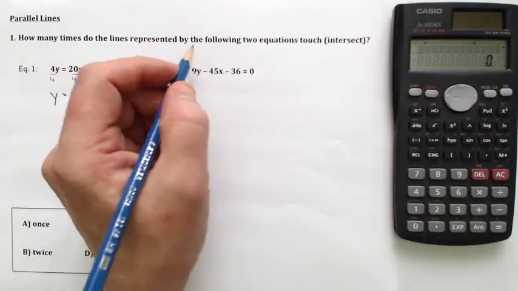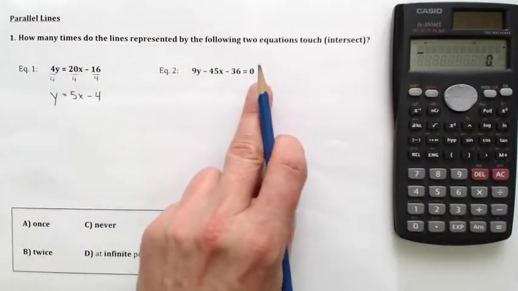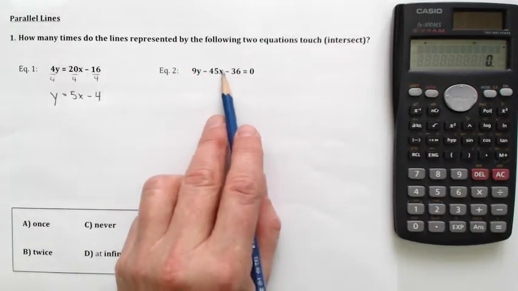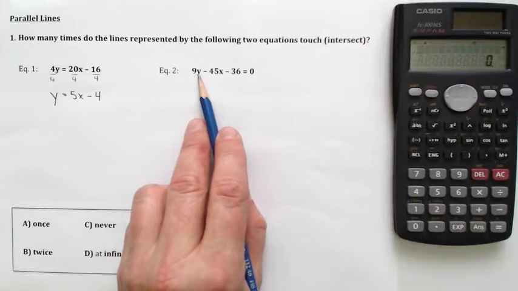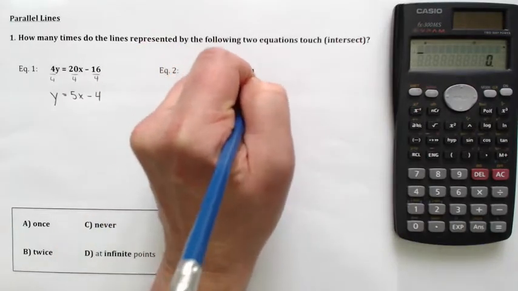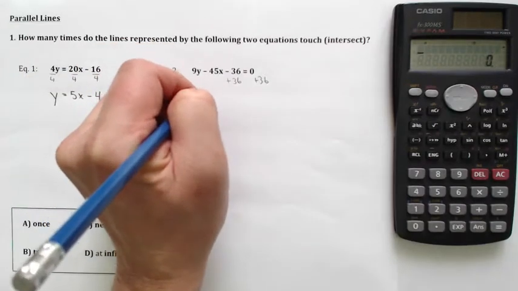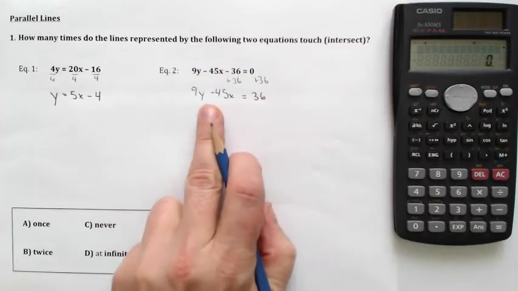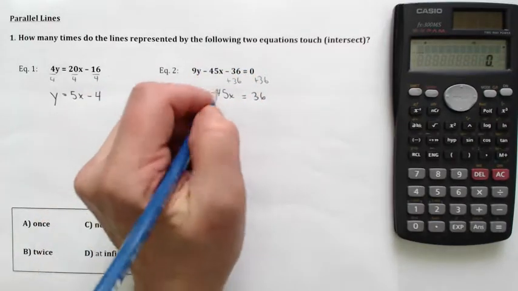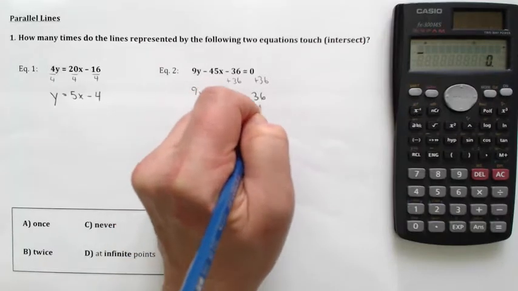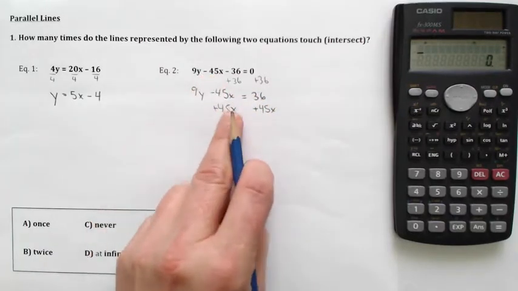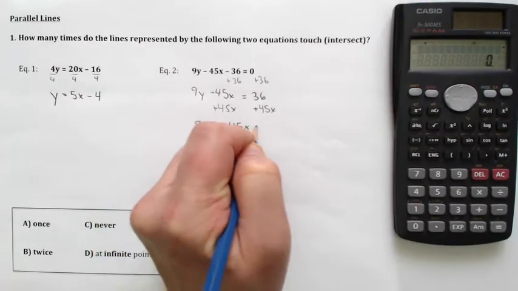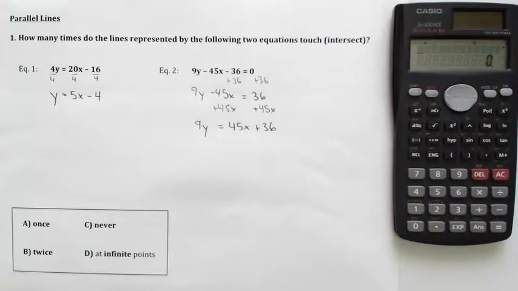Same deal, we're going to isolate y. Now this one has some extra steps because everything is on the left hand side, and I've got to isolate that y with the 36 over here, with that 45x, and then with the coefficient of the y, the 9. So I'm going to start off by adding 36 to both sides, and that'll leave me with 9y minus 45x equals positive 36. And then I'm going to add 45x to both sides in order to get rid of that term. So that's going to leave me with 9y equals 45x plus 36.